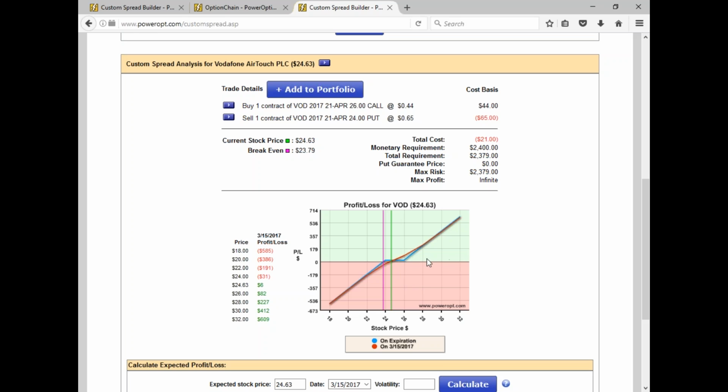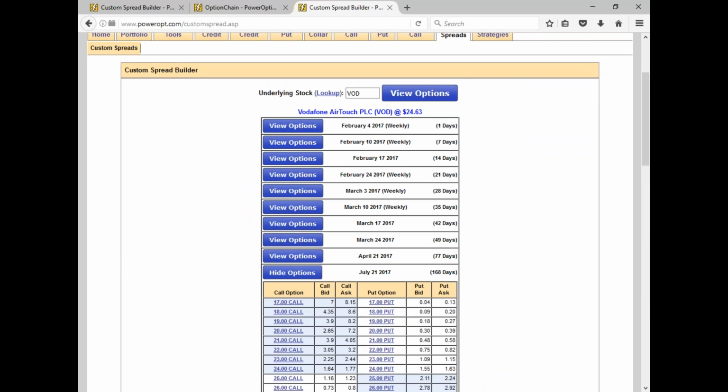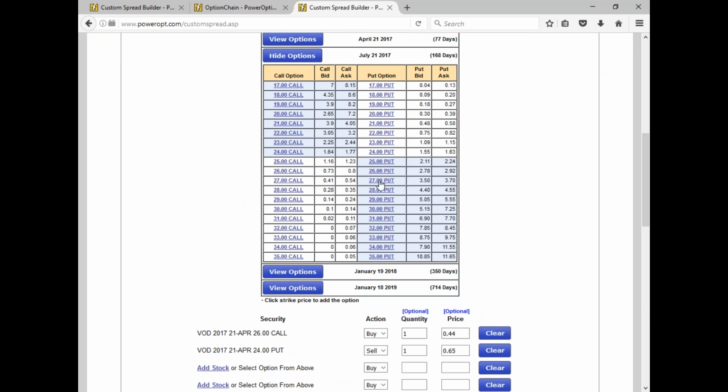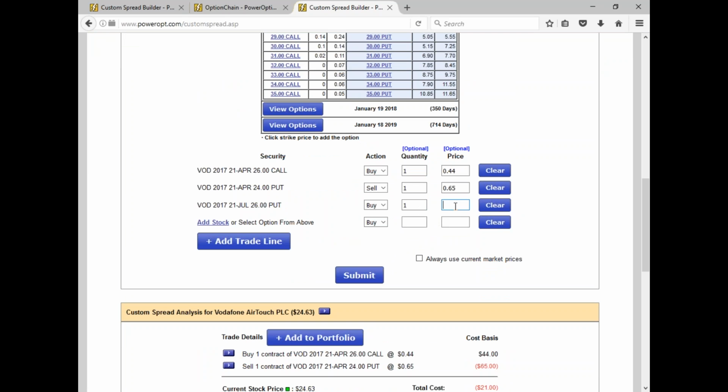So now we're going to take this split synthetic long stock position, and we're going to go ahead and add back in our July 26 put at 285, same as we did with the married put position.